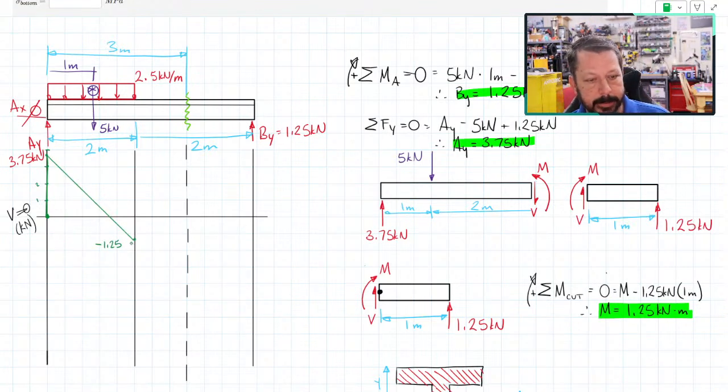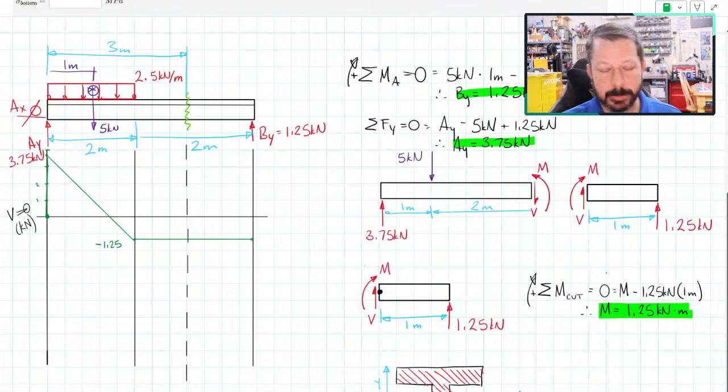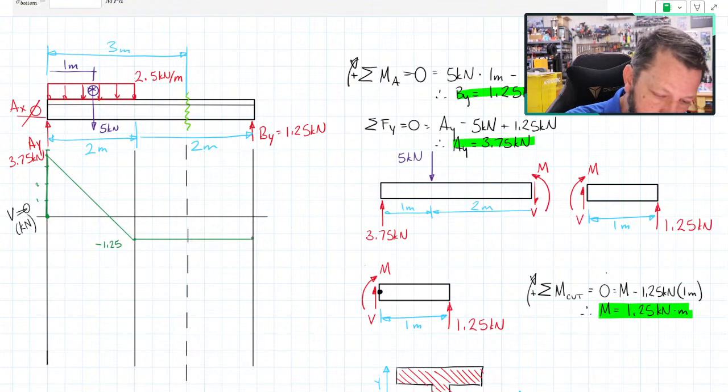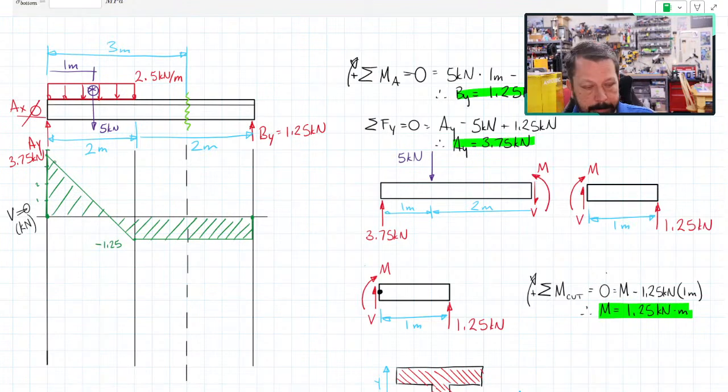Okay, and then nothing happens until I get to By, which is there. By happens to be a positive 1.25. I'm at negative 1.25, so I go up to 0. Okay. So there is my shear diagram for the entire beam. I know that the maximum shear occurs right at the pin at A. So if I need to check for shear failure, that's where I would check.